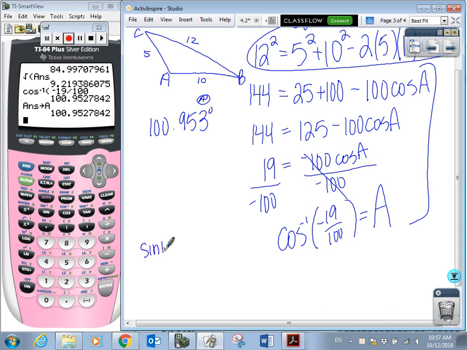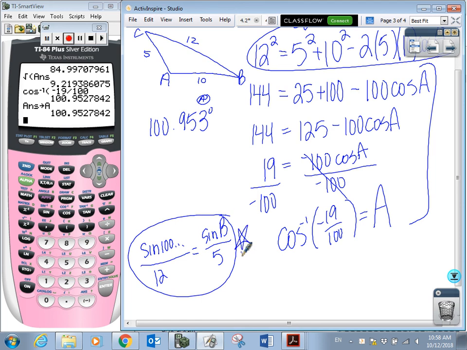So sine of that 100-degree angle, not 100 degrees, that whole angle, don't round, never type in rounded answers into your calculator, over its side, which is 12. Let's do sine of B, or C, it doesn't matter, B over 5. If you did C, it would just be over 10. Either one, it doesn't matter which one you find. All right, so that is the second step of work I would expect to see.